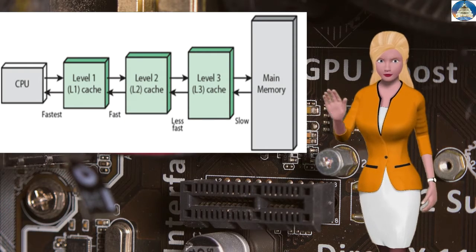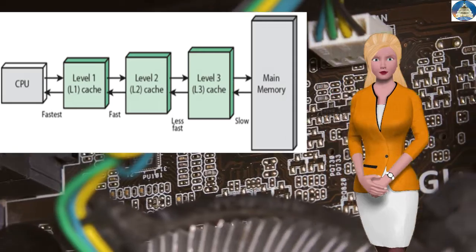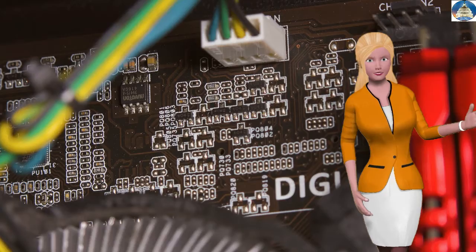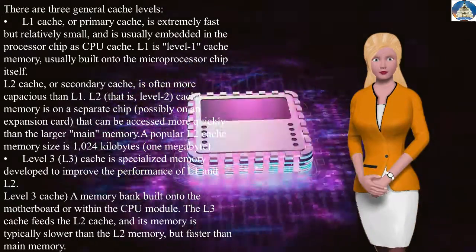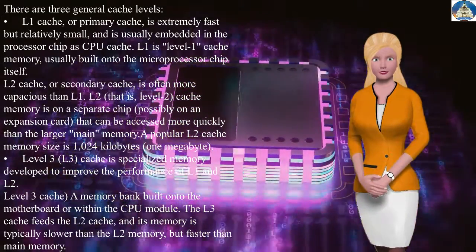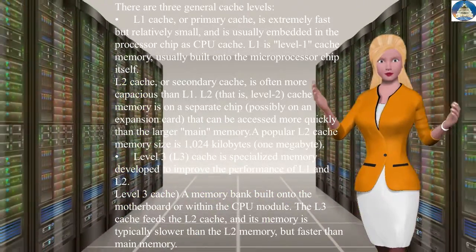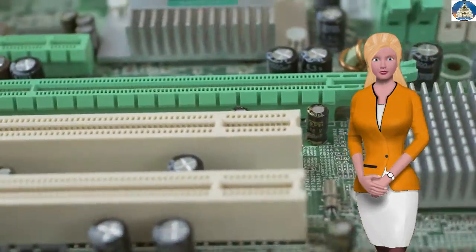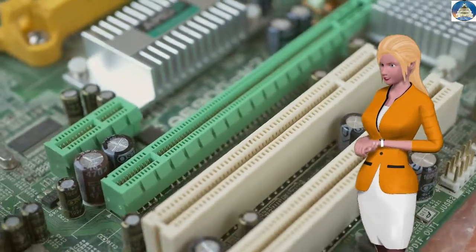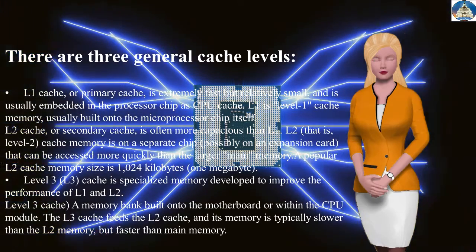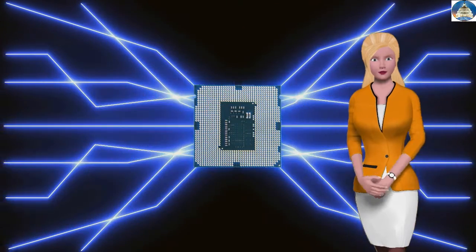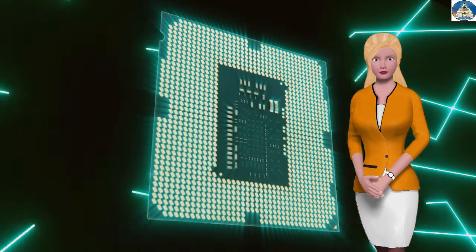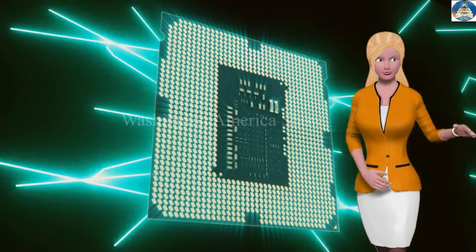L1 cache, or primary cache, is extremely fast but relatively small and is usually embedded in the processor chip as CPU cache. Level 1 cache memory is usually built onto the microprocessor chip itself. L2 cache, or secondary cache, is often more capacious than L1. Level 2 cache memory is on a separate chip, possibly on an expansion card, that can be accessed more quickly than the larger main memory. A popular L2 cache memory size is 1024 kilobytes, 1 megabyte.